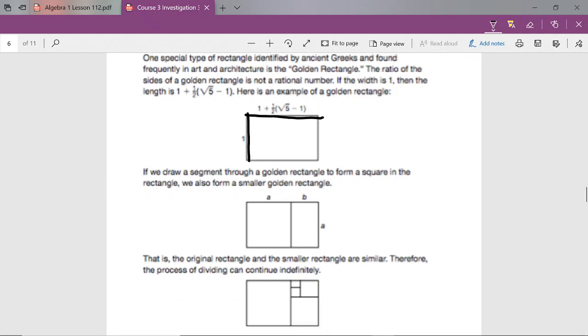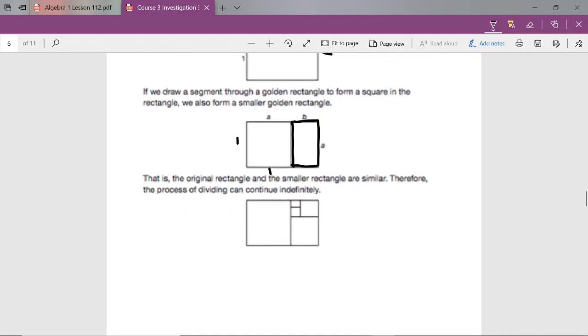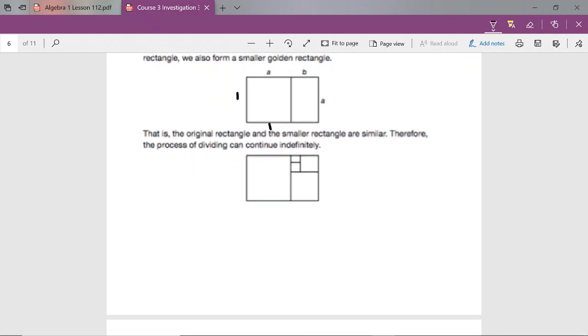If we draw a segment through the golden rectangle to form a square, so a 1 by 1 is basically what this is, we also form a smaller golden rectangle. So the ratio of this box is the same as the ratio of this big box that we had earlier. And we can continue doing that. If I were to take this rectangle and split it into a square and another rectangle, this rectangle would have the same ratio as before, and you can continue dividing it up forever and ever, getting smaller and smaller boxes, but continuing this ratio.